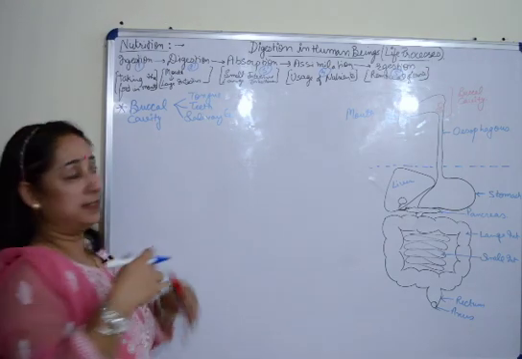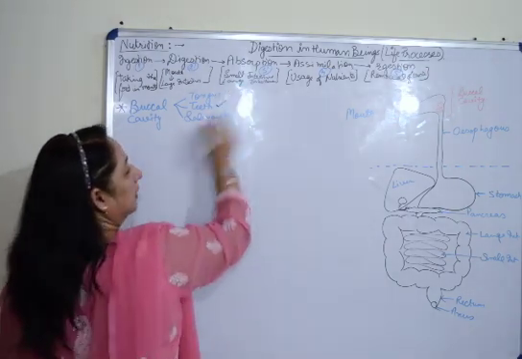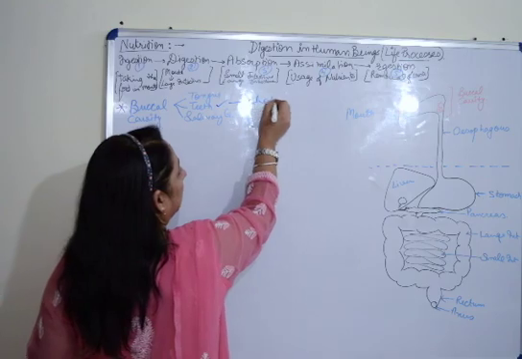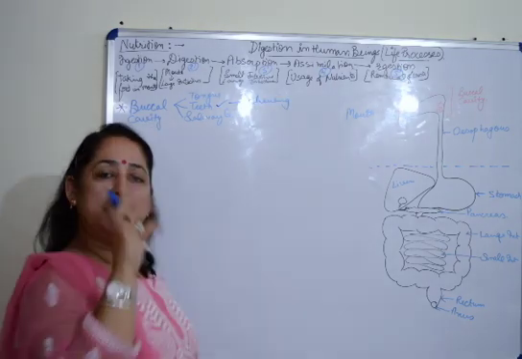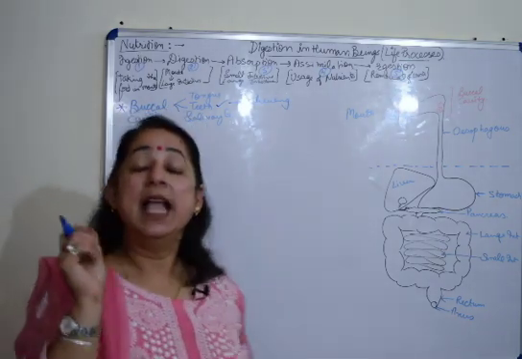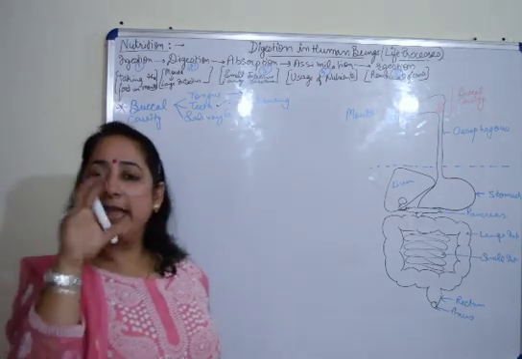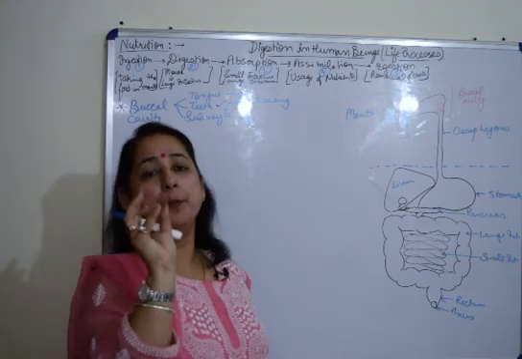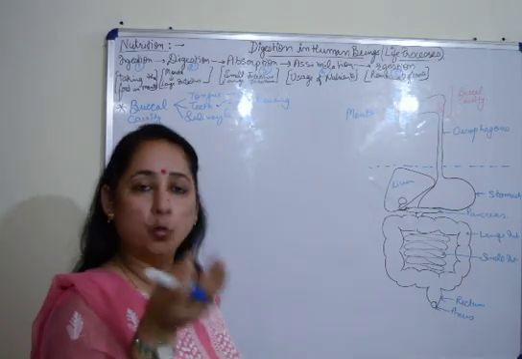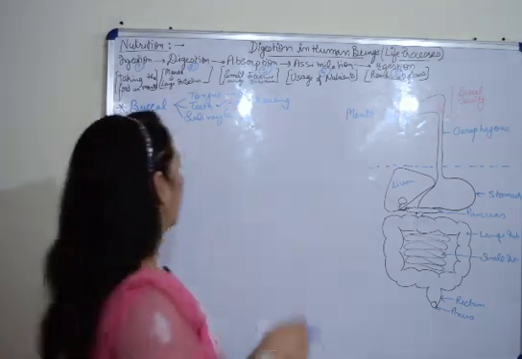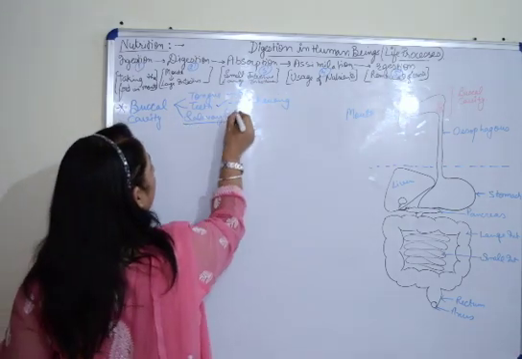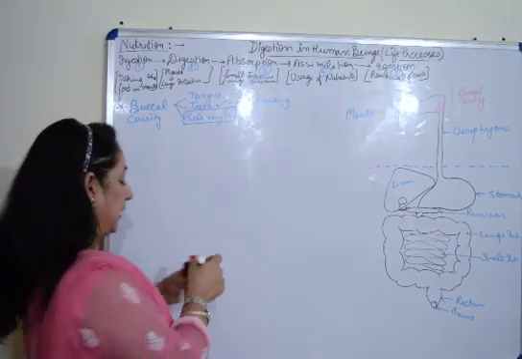Khana entered inside the mouth. Teeth help in chewing the food. The food is broken into small particles by the teeth, and simultaneously the tongue rolls and makes a bolus of the food, a ball-like structure so that it can easily be swallowed. And a very important role is played by saliva.